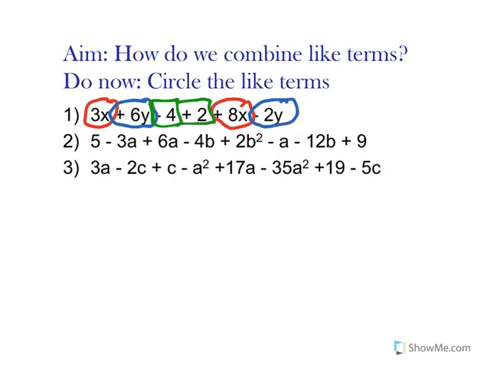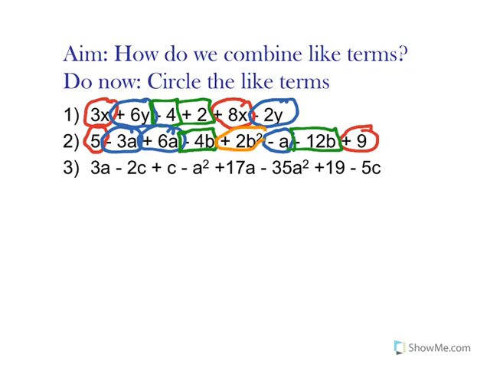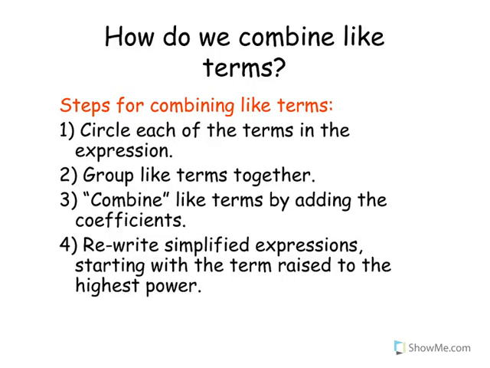It gets a little tougher with 2 and 3. So let's look at 2. I see a constant of 5. I've got this other constant of 9, and that's it. I have an a term in negative 3a. I've also got positive 6a. I've also got negative a, which is like saying negative 1a. I've got this b term, so I've got negative 4b. And then I've got that b squared term, which is not the same, which we'll talk about in a few minutes. And I've got negative 12b. And then that b squared term is going to be all on its own. So let's talk about what exactly like terms are, and then we can talk about how we combine them.